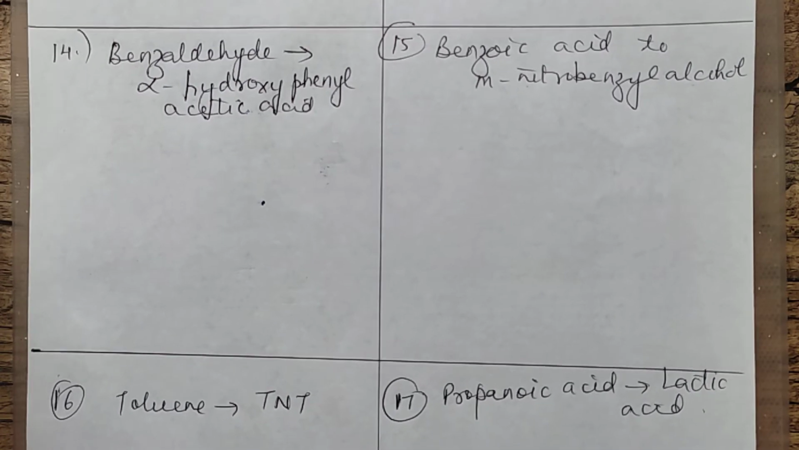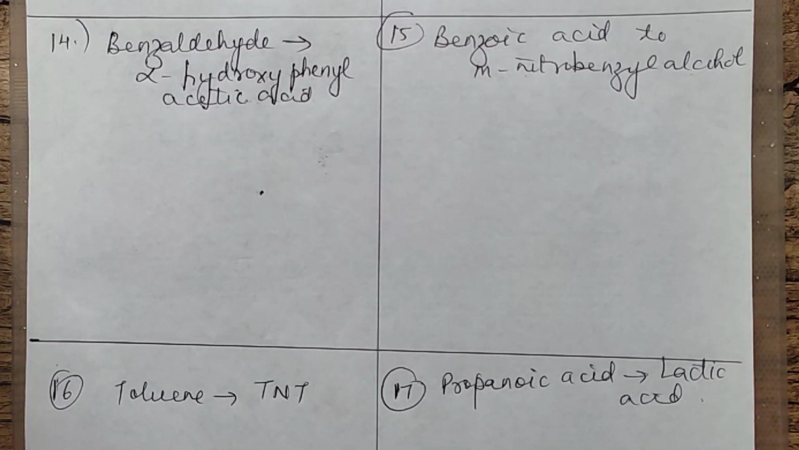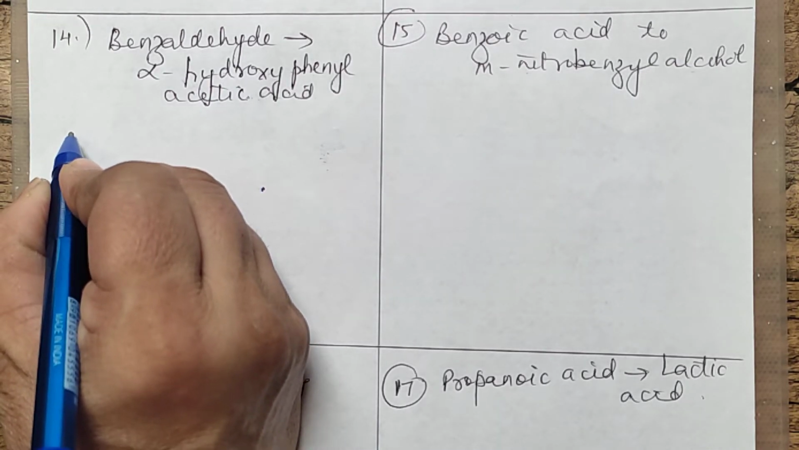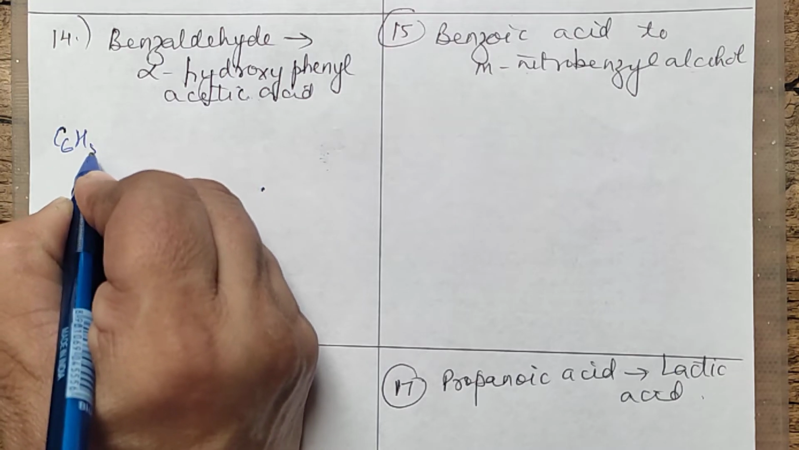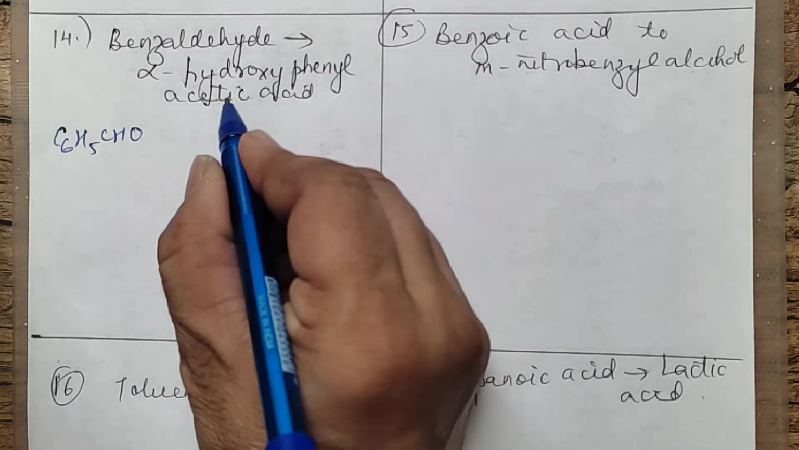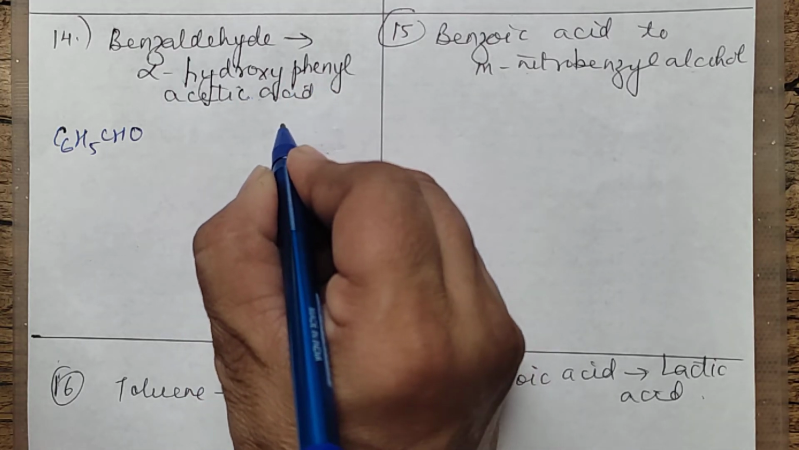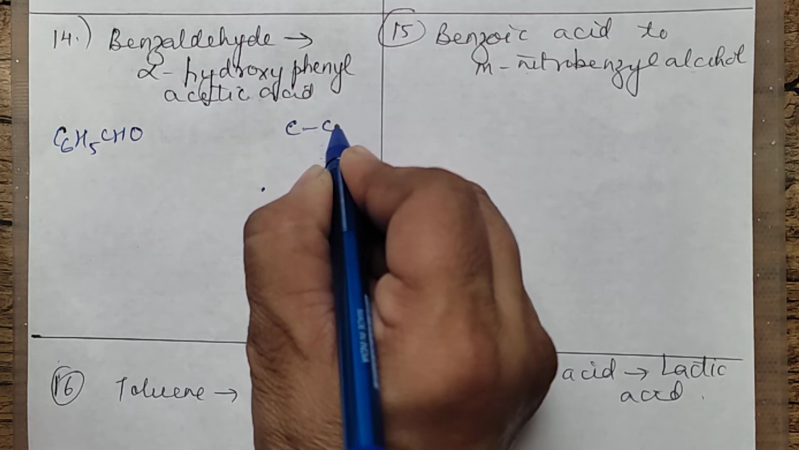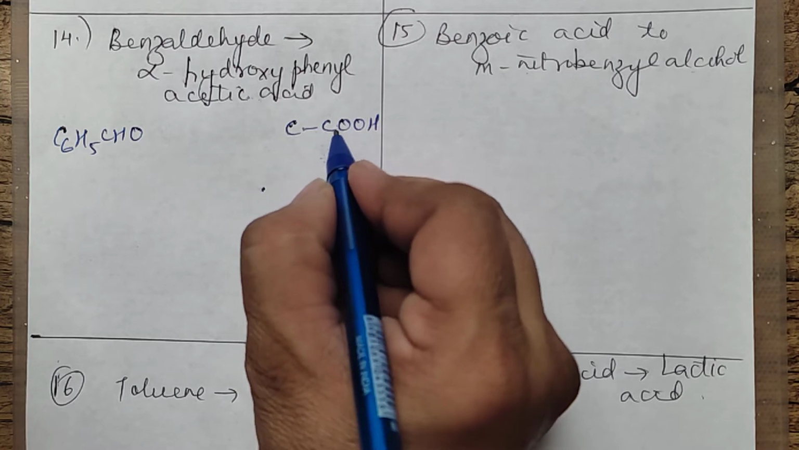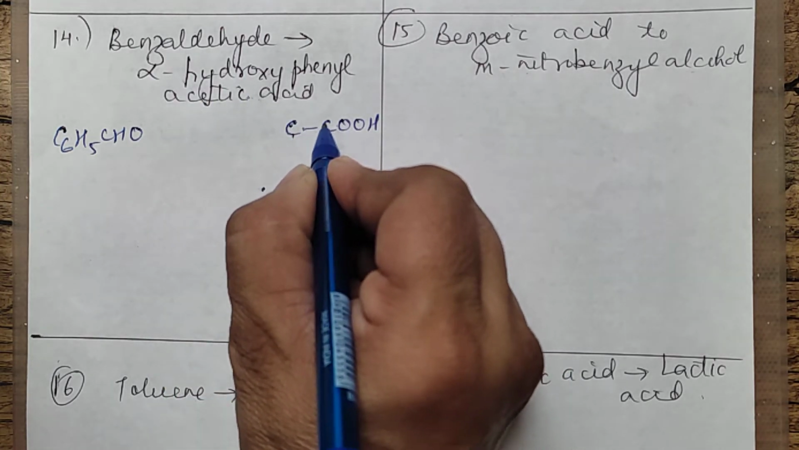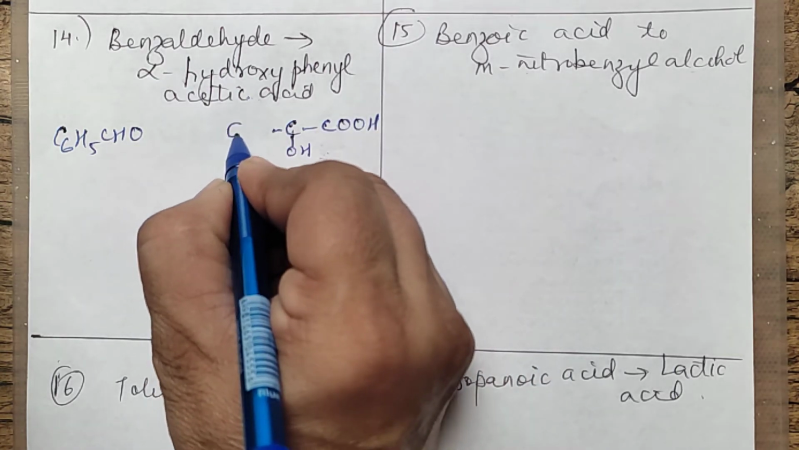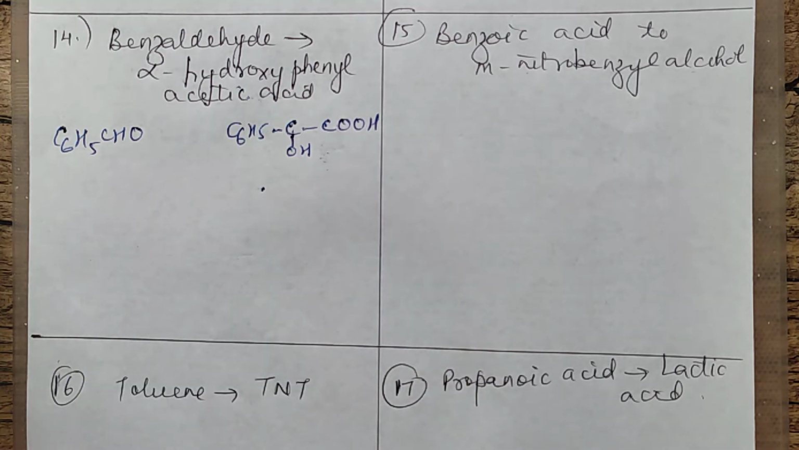The next conversion; just 4 more conversions are left. Please do not lose your patience. Benzaldehyde, C6H5CHO. You are preparing alpha-hydroxy phenyl acetic acid. So first you write acetic acid, which means COOH. You want the alpha position to have hydroxy, so this is the main carbon, alpha hydroxy, and here you will have phenyl. So this is the structure.